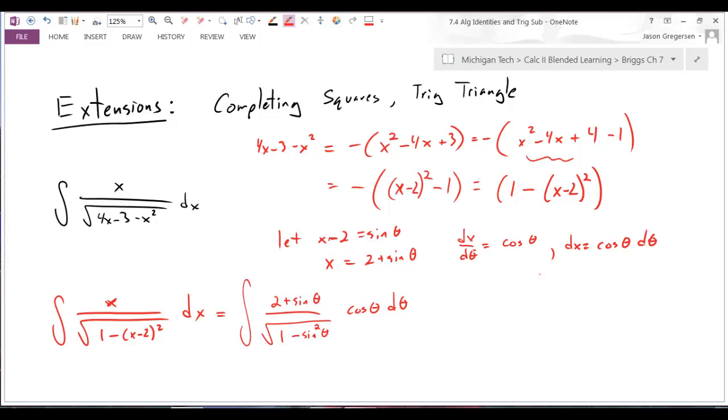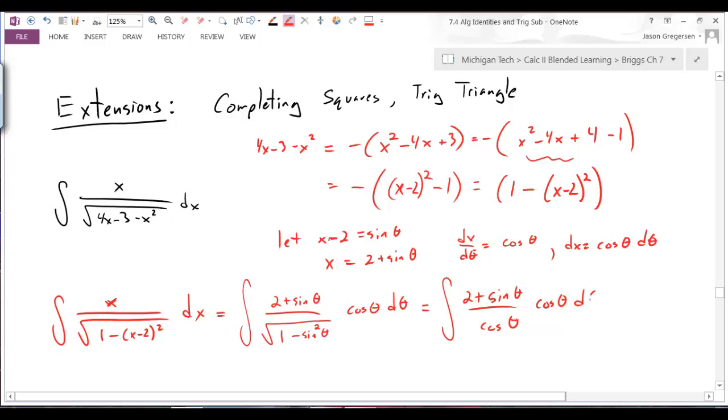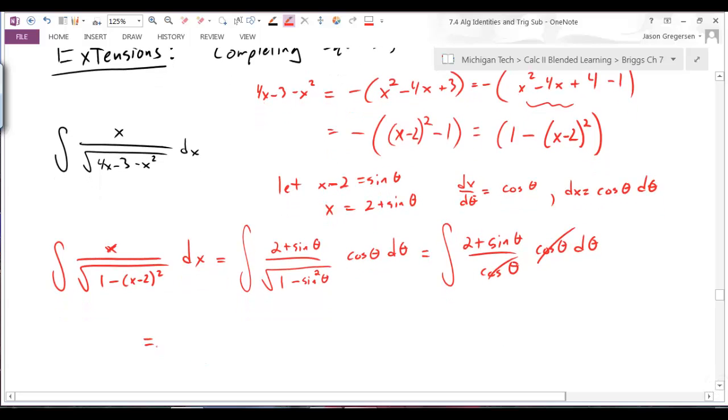Plugging in now. Replace x by what it was equal to. Replace the x minus 2 as sine, and plug in the derivative. It looks pretty ugly, but what do we have in the denominator? What is 1 minus sine squared? Cosine squared. What's the square root of cosine squared? So really this thing simplifies to this, and then my cosines cancel out. So I'm really just integrating 2 plus sine theta.